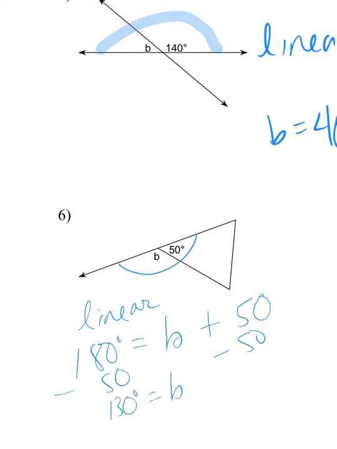How do you know it's linear though? Because there's not a line. Well, this line, even though it's not there, it's going to keep going in that direction. Okay, that makes sense.